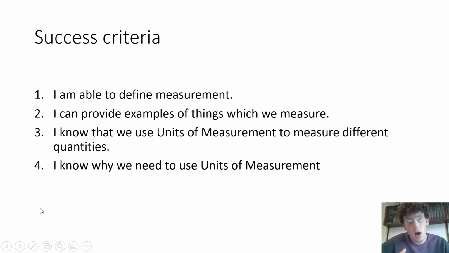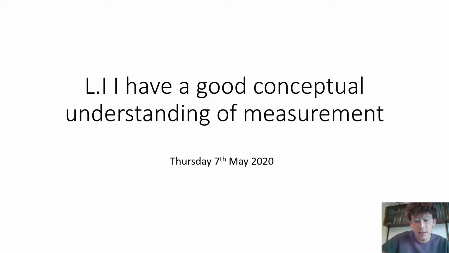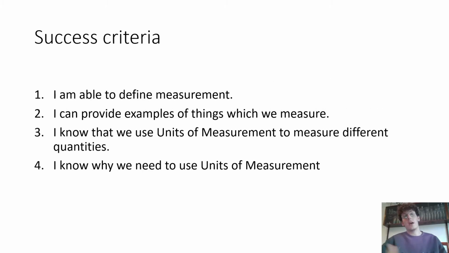Excellent, welcome back. So this is our success criteria. Remember, success criteria are steps to achieving our objective. So what steps do we need to take to achieve our objective, which is this? So you need to be able to define measurement. You need to be able to provide examples of things which we measure. You need to be able to use units of measurement to measure quantities. And you need to know why we need to use units of measurement. So there are steps to achieving our objective.